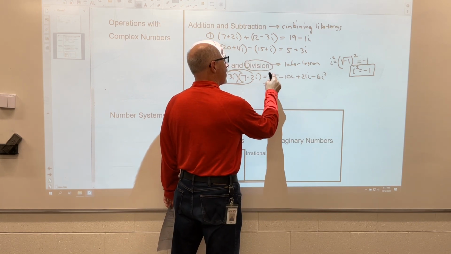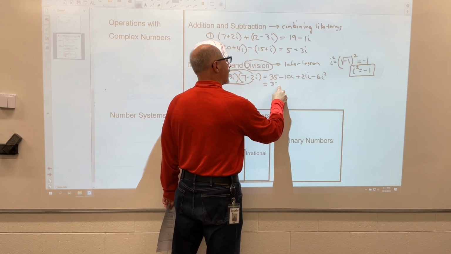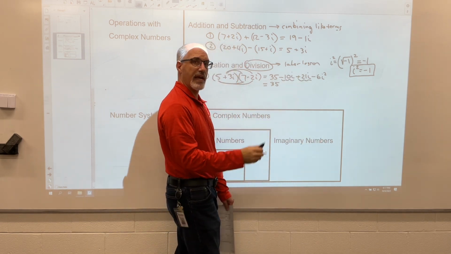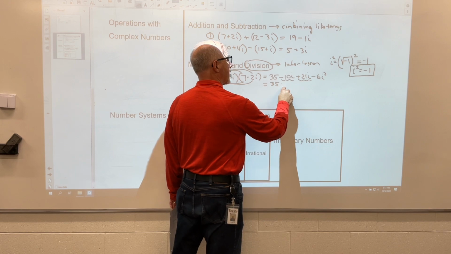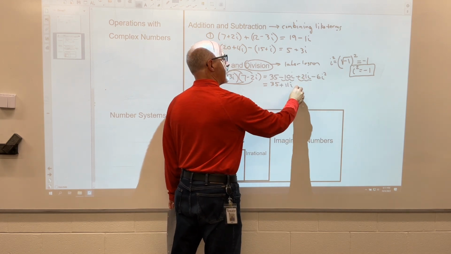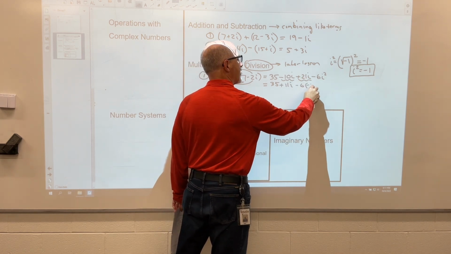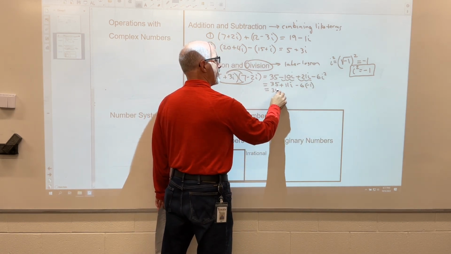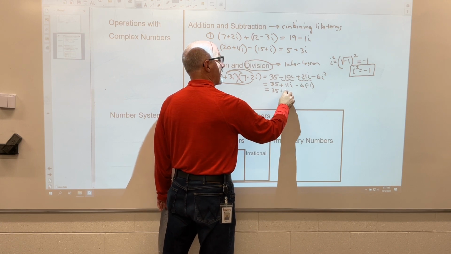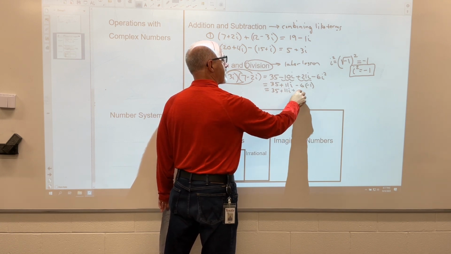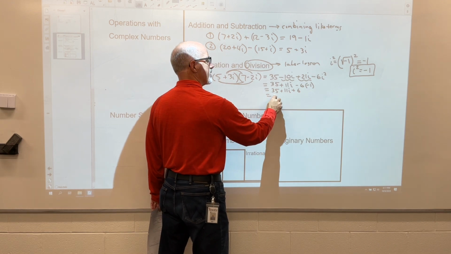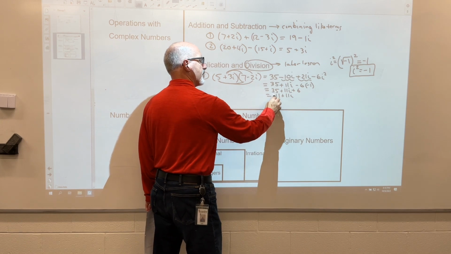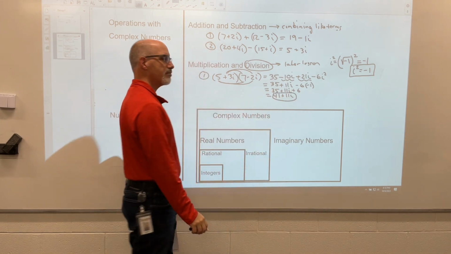So this is going to be 35 minus 10i, these two are alike, plus 21i. If I add those two like terms, that's going to be plus 11i. And then negative 6 times negative 1 is plus 6. If I combine those, I'm going to get 35 plus 11i plus 6. 35 plus 6 is equal to 41 plus 11i. So that's my final answer for it.